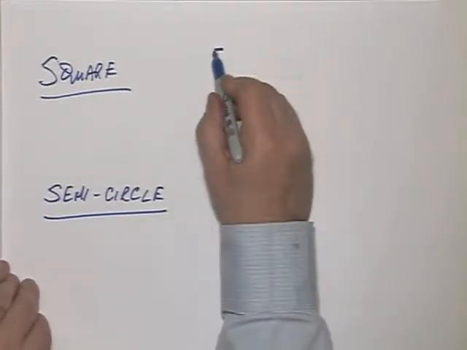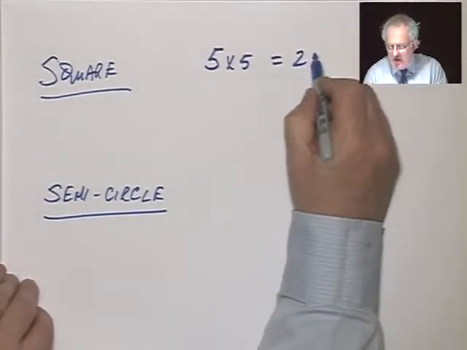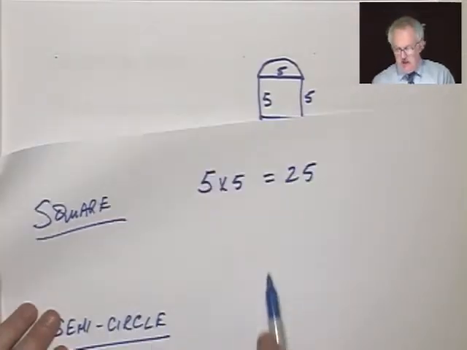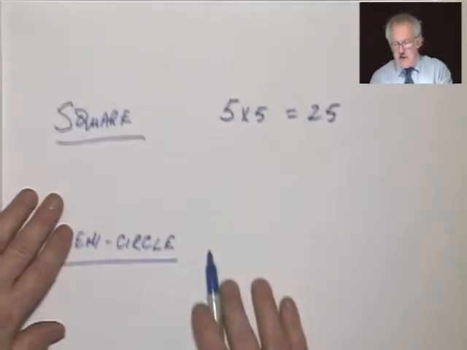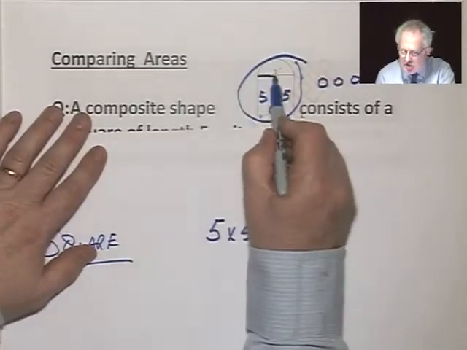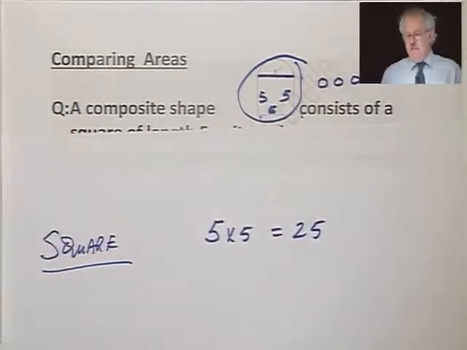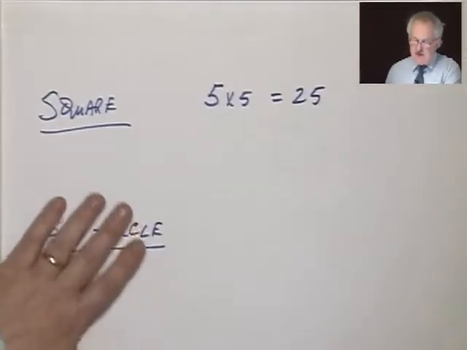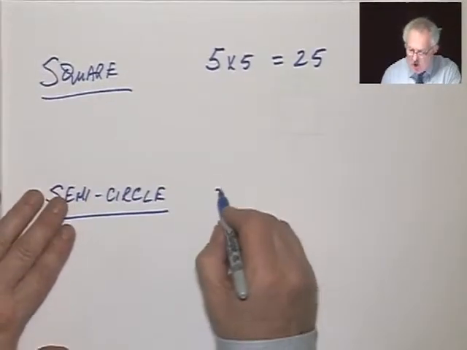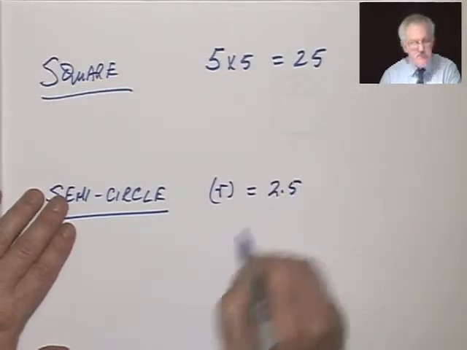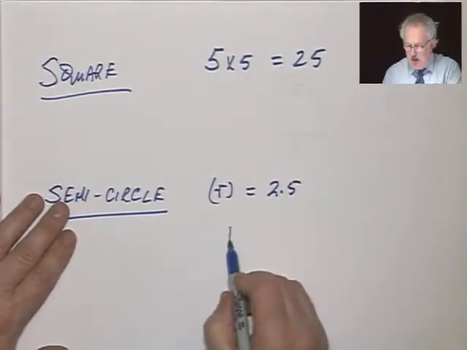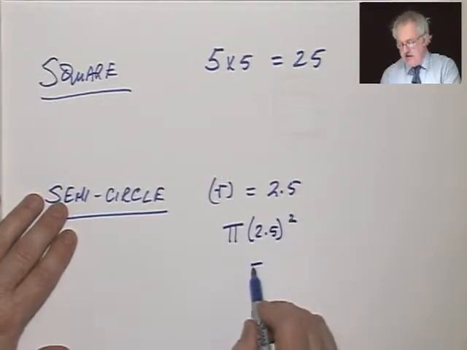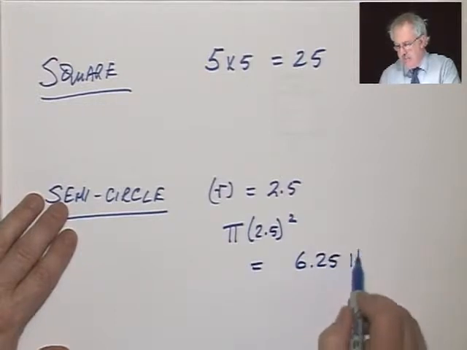Okay, the square is 5 times 5, which is 25. That formula is given by the area, or the length by width. The semicircle, what's this distance here called in a semicircle? Is that the radius or the diameter? The diameter. And if that is the diameter, then r for that circle is 2.5. So the area is pi r squared, 2.5 squared, and that turns out to be 6.25 pi.